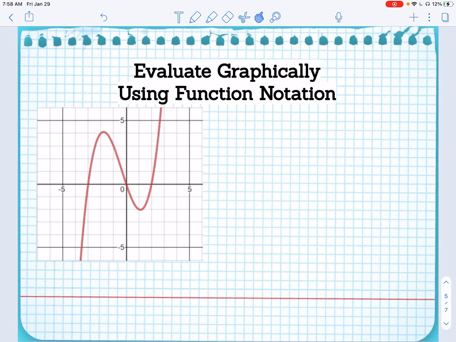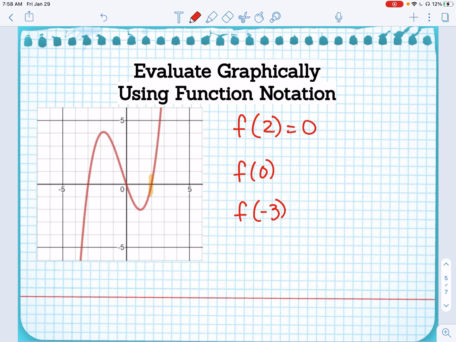You can also evaluate graphically. So let's look at this function. Let's say I want to evaluate for f of 2, f of 0, and f of negative 3. So f of 2 is saying when x is 2, what's y? So in this graph, it is 0. When x is 0, well, y again is 0. But when x is negative 3, oh, y again is 0. So this has 3 zeros to this function. Let me get something more creative. How about f of negative 1? Okay, so f of negative 1, you would say, oh, that is 3.